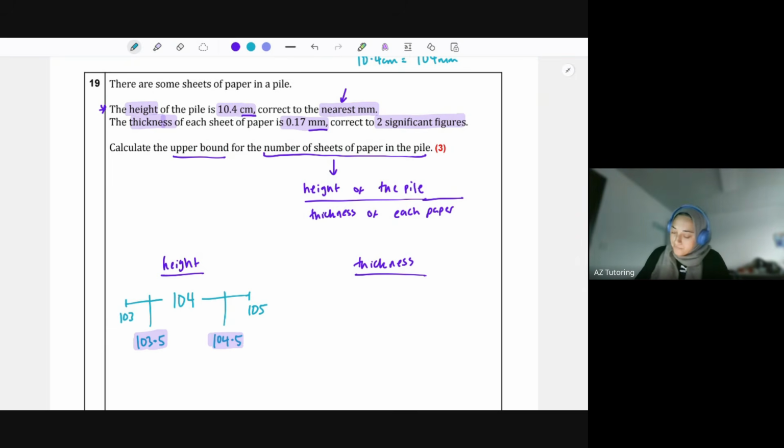Let's do the same for thickness. Thickness is 0.17 millimeters correct to 2 significant figures. Now, 2 significant figures in this case is the second decimal place. So I am adding 0.01 and I am minusing 0.01 from this number. Adding 0.01 is 0.18. And minusing 0.01 from this, I get 0.16. And my bounds are what's in between these. What number's in between 0.16 and 0.17? That's 0.165. And with 0.17 and 0.18, that's 0.175. Again, if you can't spot that, add the numbers up together and just divide by 2.